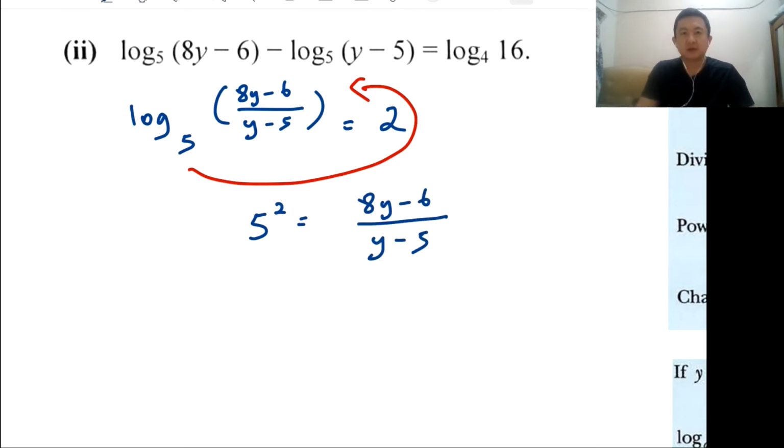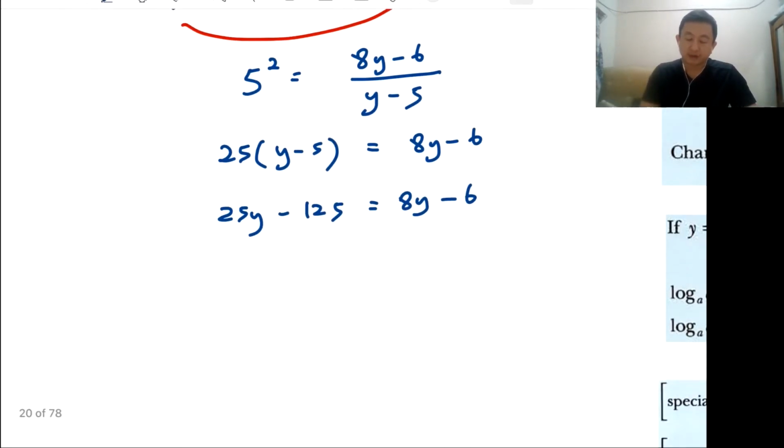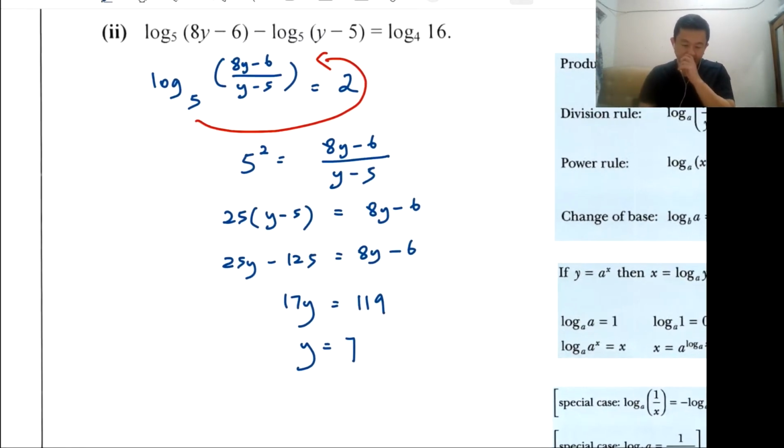8y minus 6 over y minus 5. This becomes a simultaneous linear equation. So 25 bracket y minus 5 equals 8y minus 6. Collect the like terms. Is it going to be beautiful? Oh, yeah, it is. So y is 7. Okay, we are done solving it.